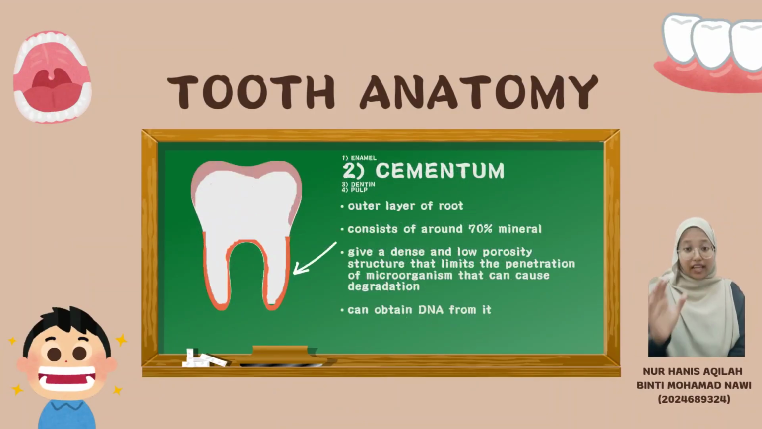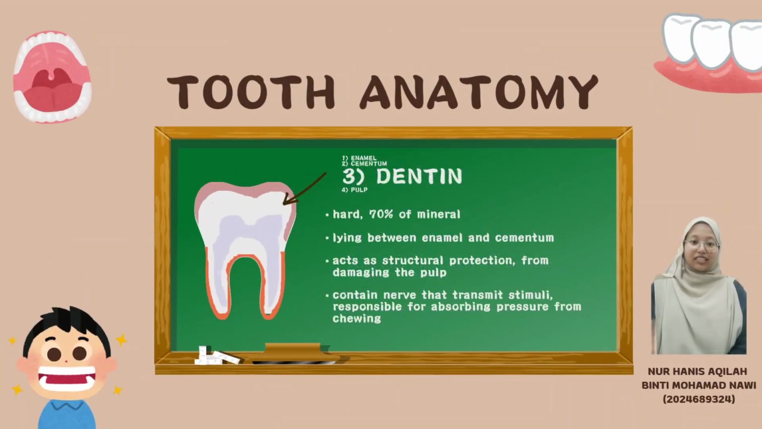Cementum, which is the outer layer of root, consists of 70% of mineral. That gives cementum a dense and low porosity structure that limits the penetration of microorganisms that can cause degradation. We can also obtain DNA from cementum. Third one is the dentin part. It is hard because it is also made from 70% of mineral.